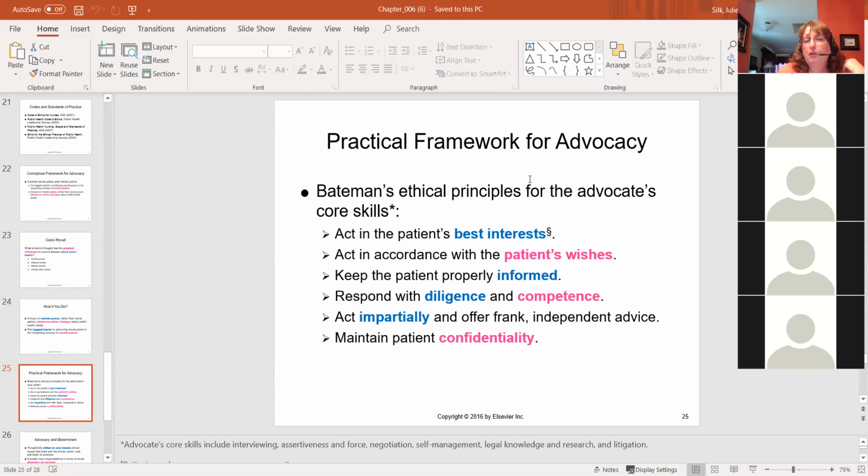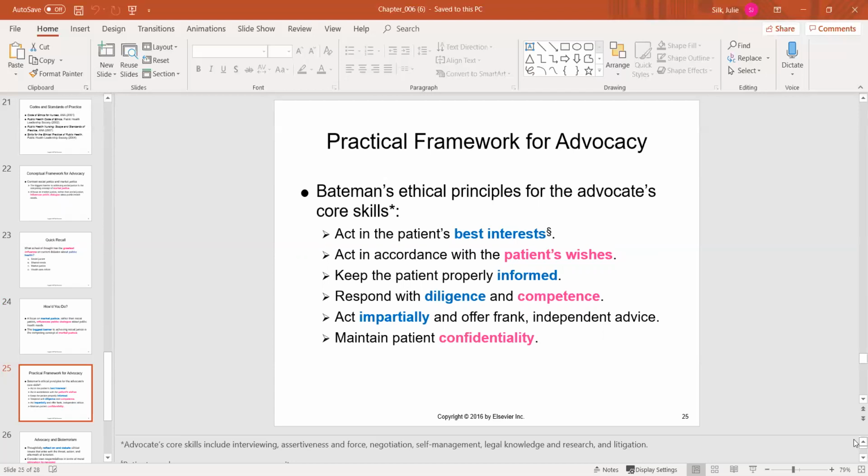So this talks about a practical framework for advocacy. So this person named Bateman's ethical principles for the advocate's core skills. So this means that people should have these skills when they think about advocating for others. So we want to act in the patient's best interests. We want to act in accordance with the patient's wishes. We want to keep the patient properly informed, respond with diligence and competence, act impartially, and offer frank, independent advice, and then maintain patient confidentiality. That's super important. So advocates' core skills include interviewing, assertiveness and force, negotiation, self-management, legal knowledge, and research and litigation. The patient may be a person, a group, or a community.